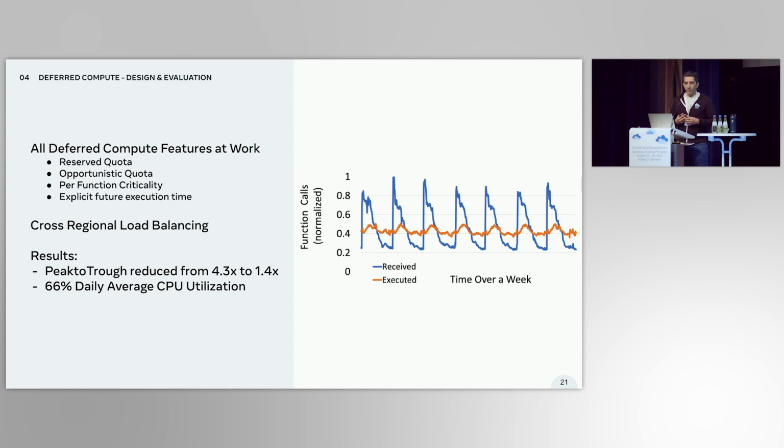The chart on the right-hand side shows the number of functions received by the platform in blue, plotted over 1 week. You can see there's a large peak-to-trough ratio. This number is 4.3. This is the exact chart that you saw in the beginning of the talk. We're also showing the functions that are actually executed in the platform in orange. And the peak-to-trough ratio is reduced to 1.4x. So this is a significant reduction in the spikiness of function executions. And overall, having all these features in production, we're able to achieve 66% daily average CPU utilization.